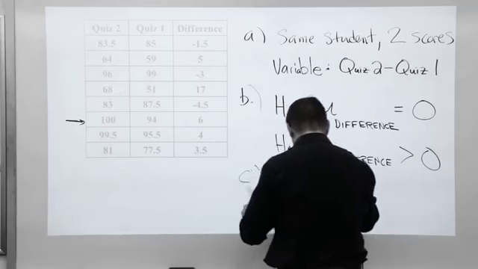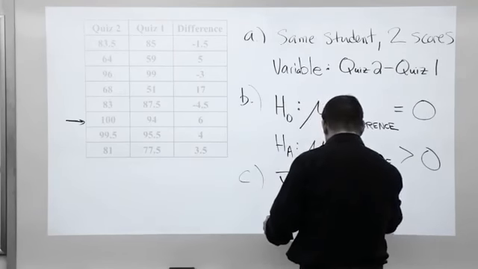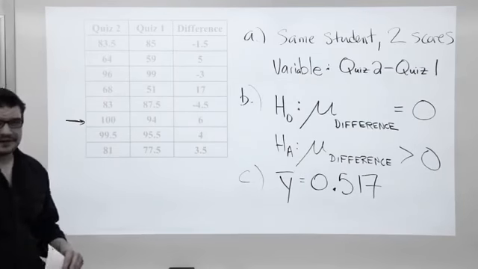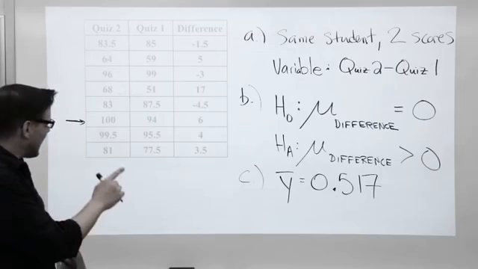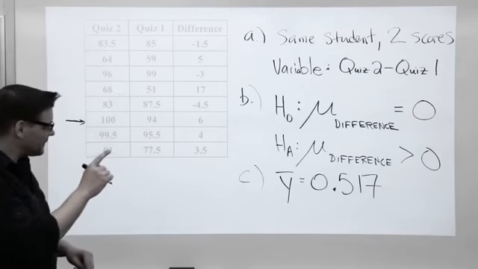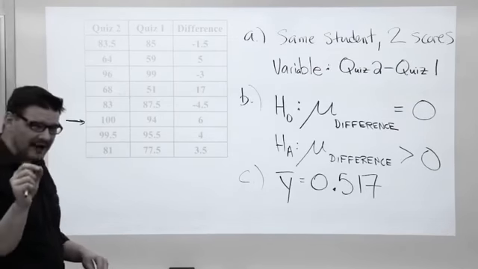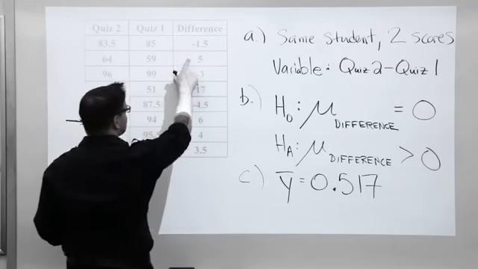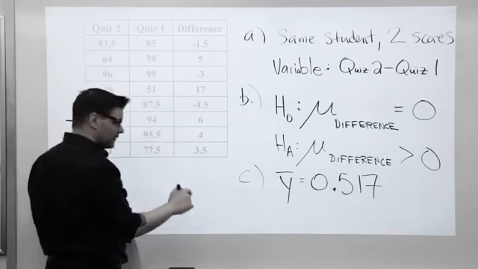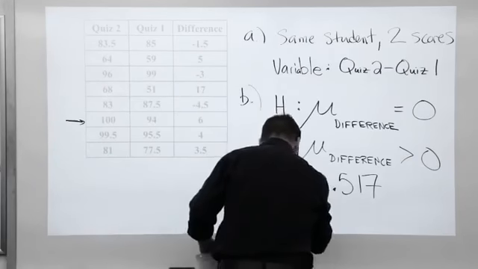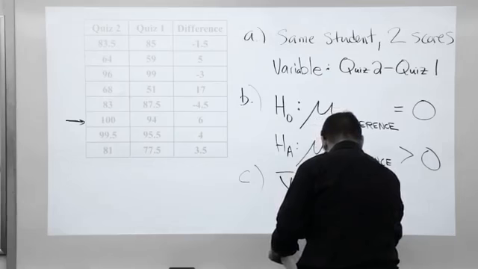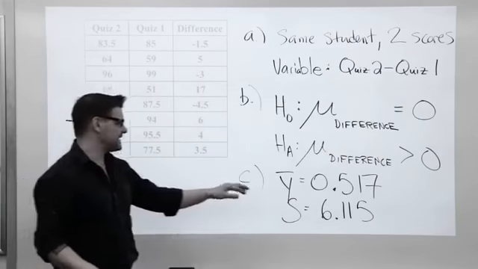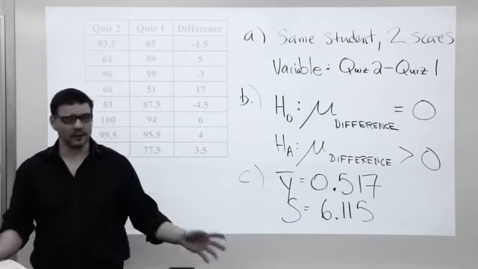Y bar, the average difference, turns out to be about 0.517. So, on average, the second quiz scores were about a half point higher than the first quiz scores, if I averaged out each student's increase or decrease. The standard deviation for these is about 6.115 points. Okay. Now you can put subscripts like Y bar for the difference, or with a D.